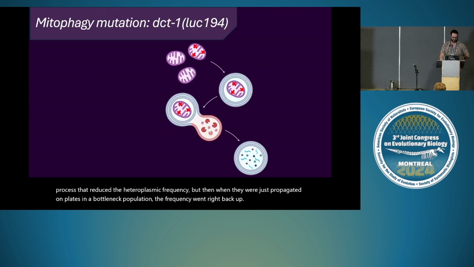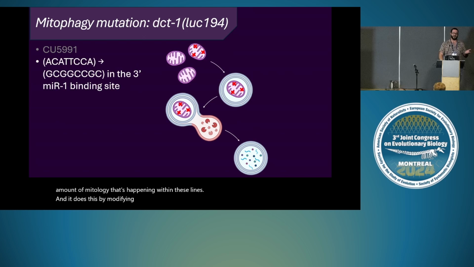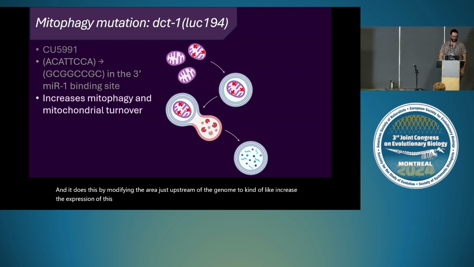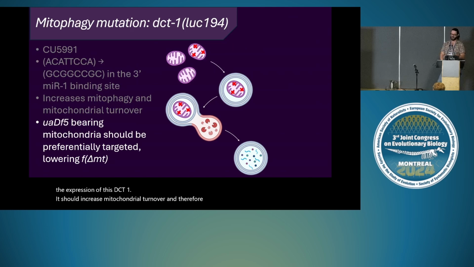And finally, I'm going to talk about this DCT1 mutation. This is increasing the amount of mitophagy that's happening within these lines. It does this by modifying the area just upstream of the gene to increase the expression of this DCT1. It should increase mitochondrial turnover, and therefore more mitophagy. We should see lower levels of UADF5.